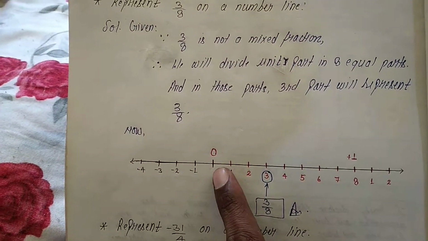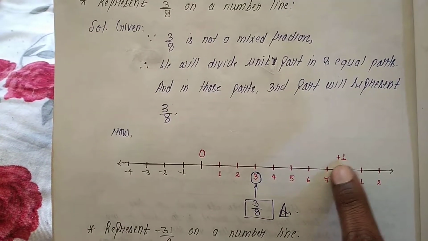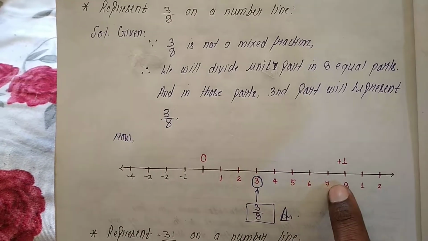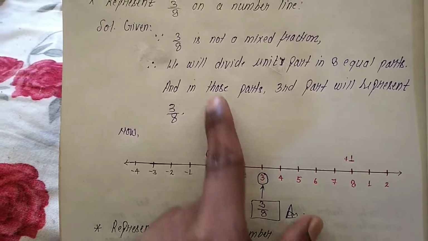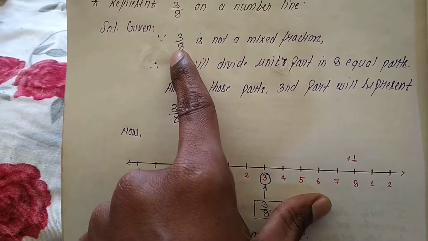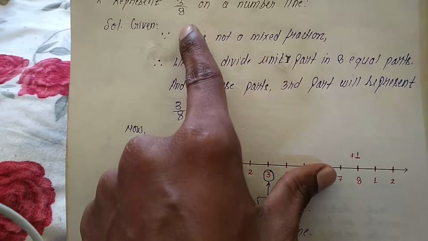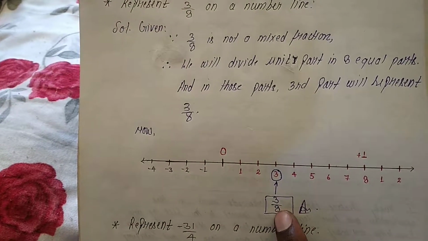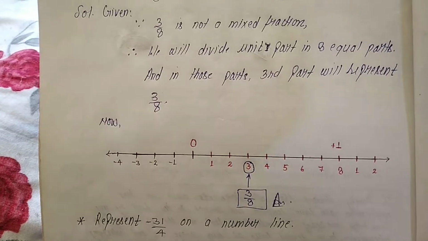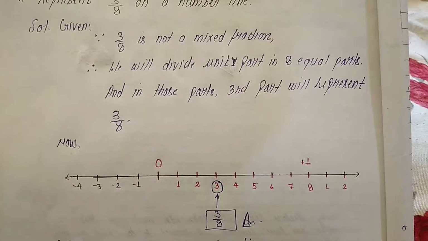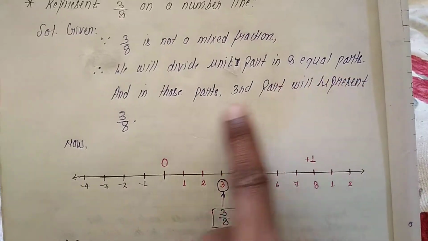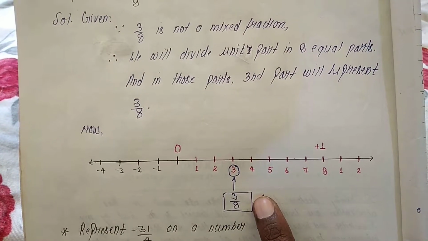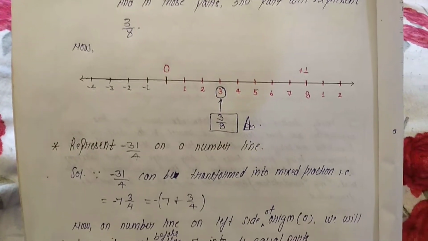See here in the number line, 0 to plus 1, and it is divided into 8 equal parts. See, 1 2 3 4 5 6 7 8. Now in total of the 8 parts we have to focus on the third part, that is 1 2 3. So 3 by 8 is our answer, as I have written over here also. We will divide the unit part into 8 equal parts, and in those parts the third part will represent 3 by 8, as I have shown here. Now see, moving to another example.